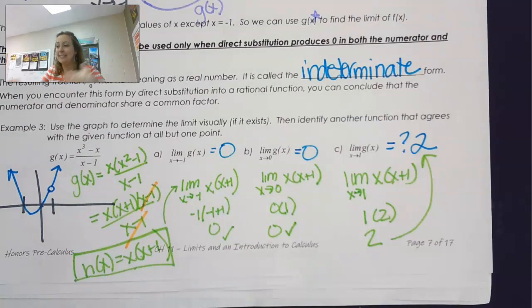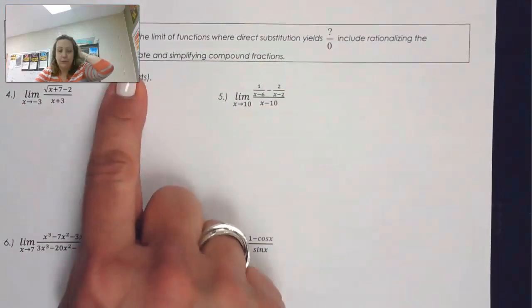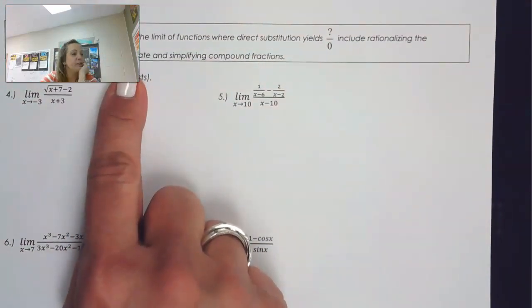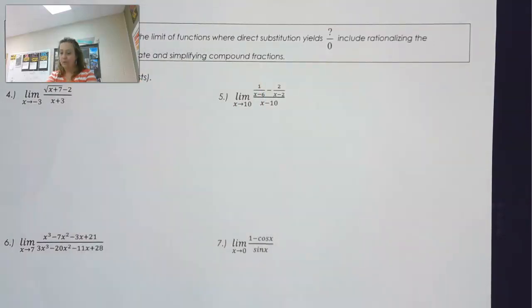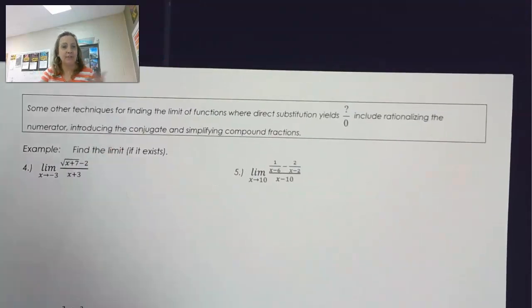So there are lots of other techniques that we can use to help us find the limit of these functions, right? Some other techniques for finding the limit of functions where direct substitution yields something over 0 include rationalizing the numerator. I know in the past what we've done is rationalize the denominator, but the reason that we love that trick is because here in our limits, we're going to rationalize the numerator to help us out. Introducing the conjugate, and then also simplifying complex fractions.